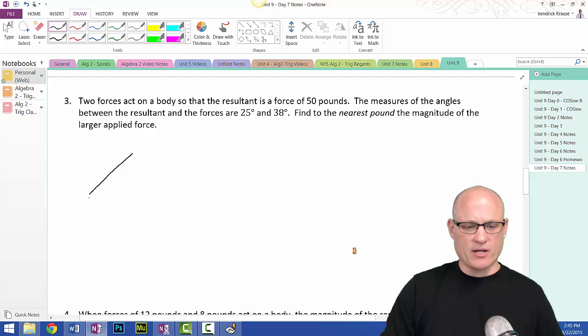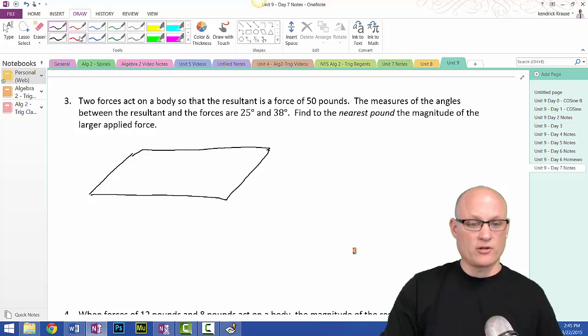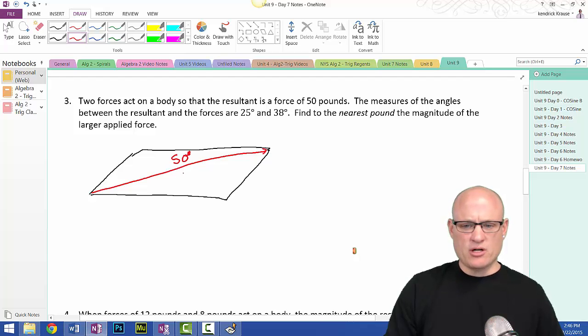All right, 2 forces act on a body such that the resultant is 50 pounds. This time they're going to change things up a little bit. They're actually going to give us the resultant. So I'll draw that in. And it's 50. Man, I think I lost my voice there. Not 50 degrees, it's just 50. Now, hold on. The measure of the angles between the resultant and the forces are 25 and 38. Well, since this one's smaller, I'll put 25 here. I mean, if I can make it make sense, I'll try to make it make sense. 38 degrees. And while I'm at it then, don't I know this to be 38 degrees? Because they're alternate interior angles. And this one to be 25 degrees.